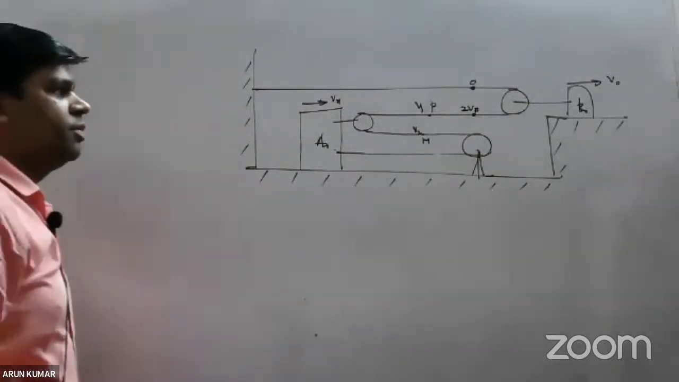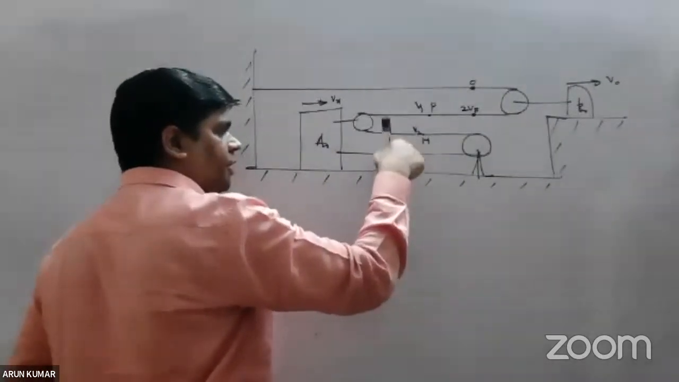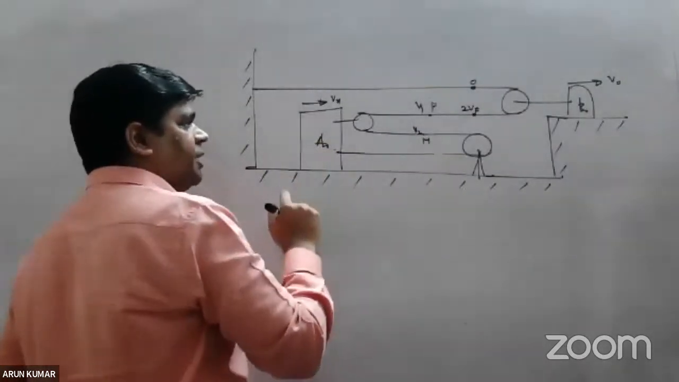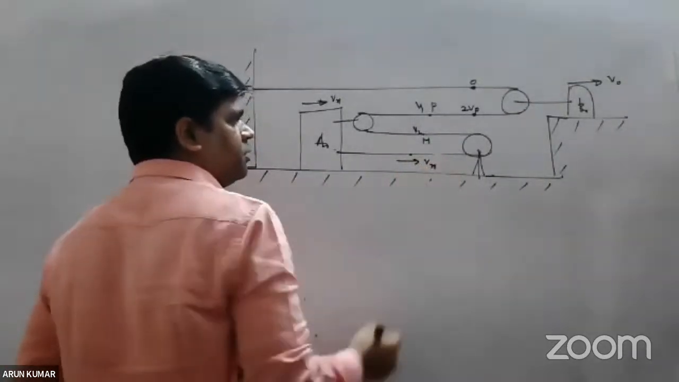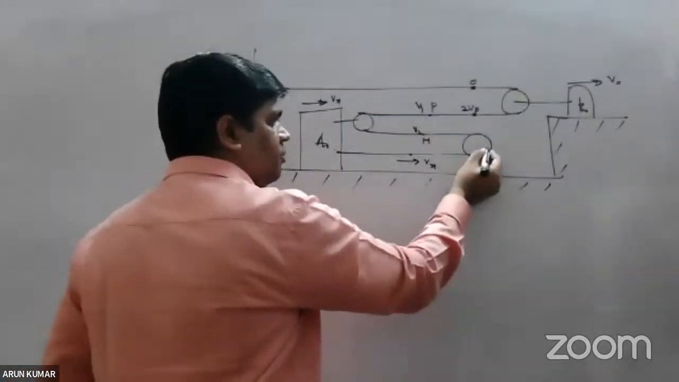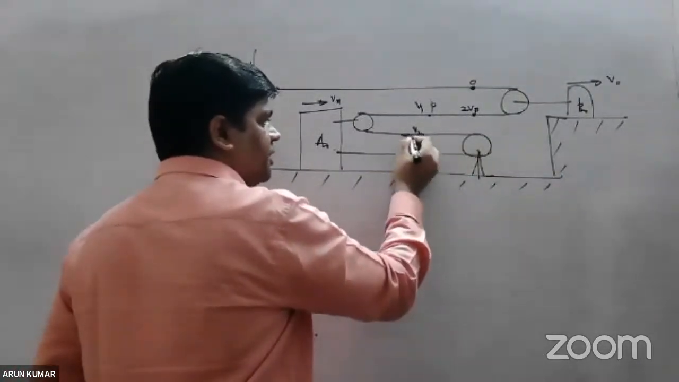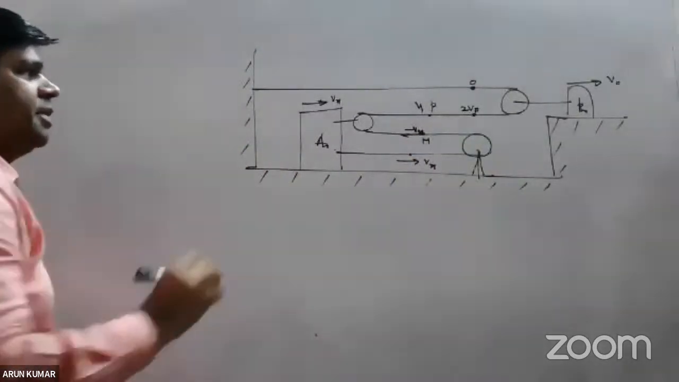Now, I have to find out the velocity of block A and the velocity of point M. Let the velocity of block A be Vx. If this is Vx, this point is Vx. This string is the same going over here. So this will be Vx minus Vx over here. So if I get Vx, I'm done.